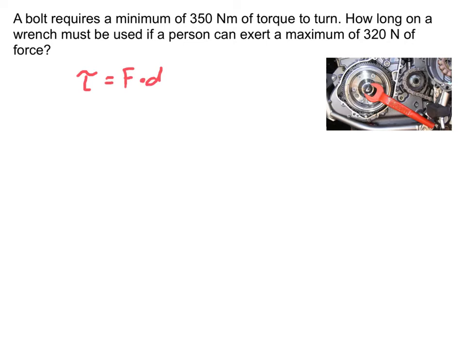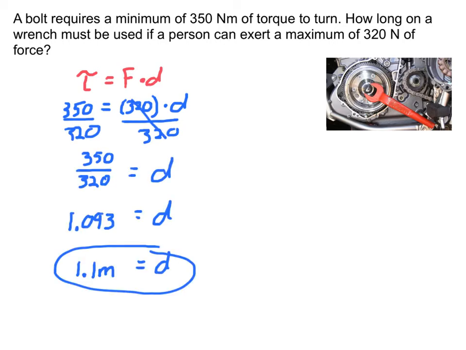So we rewrote our equation. I should point this out, I didn't in the last slide. This is Greek letter tau. It kind of looks like maybe a J with a squiggly top, or you could think of it as a T with a hook and a squiggly top for Greek letter tau. But torque equals force times distance. Now I have my force that I'm going to exert, and I have how much torque I need, allowing me to solve for distance. Divide both sides by 320 to get it over. And I end up with a wrench that has to be at least 1.1 meters long.